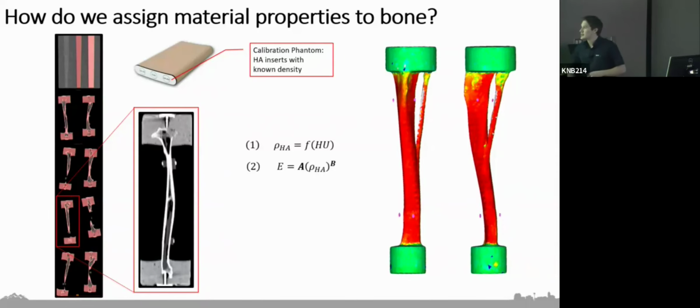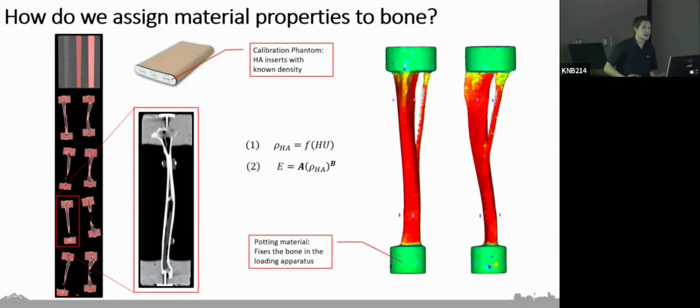And now just as a note, you might see these caps at the end of these bones. This is really just for our experimental setup. This is a bone potting material. What we do is we cement the proximal and distal ends of each one of these bones. The reason behind that is so that we can fix it in our loading apparatus to do the experimental testing that we need to. So that's the reason for those little caps on the end.